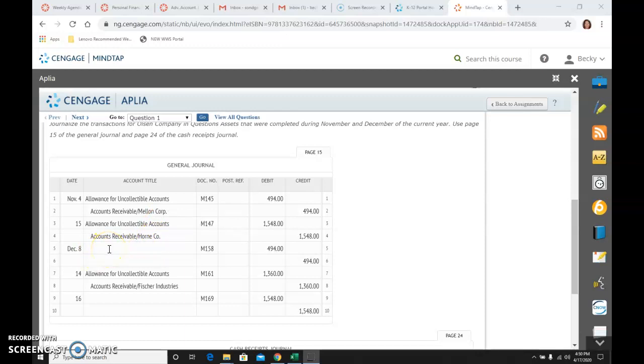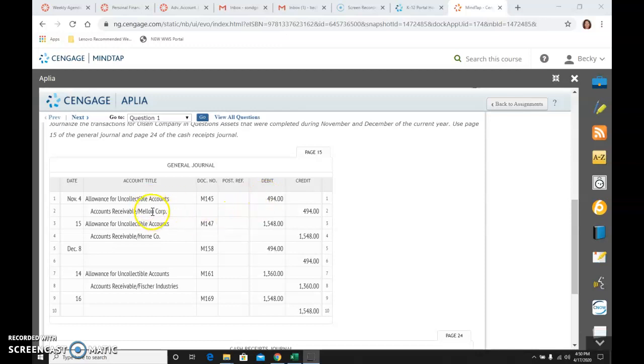So then the next transactions are all when we receive cash in full payment. So we receive cash in full payment of an account previously written off for Mellon on the 8th of December, and then the same for Horn Company on December 16th. So when we do that, the first thing we have to do is reinstate their receivable.